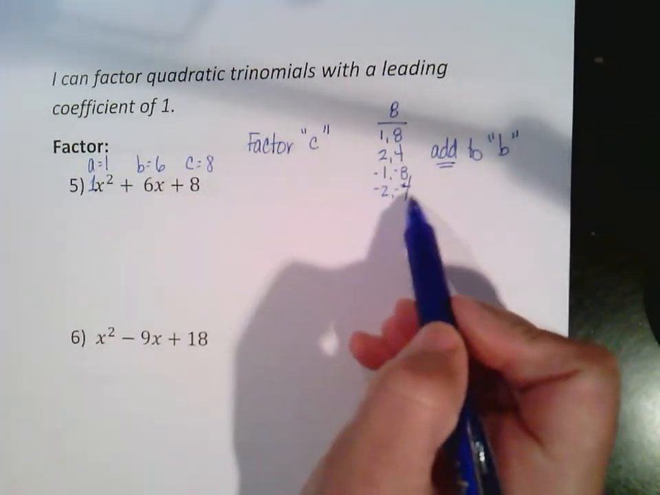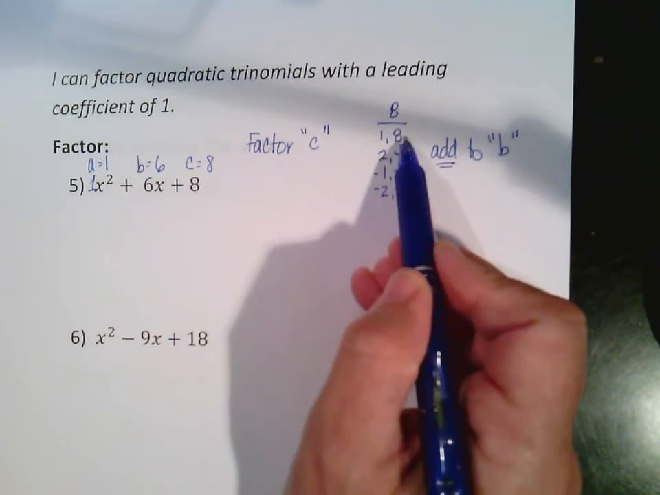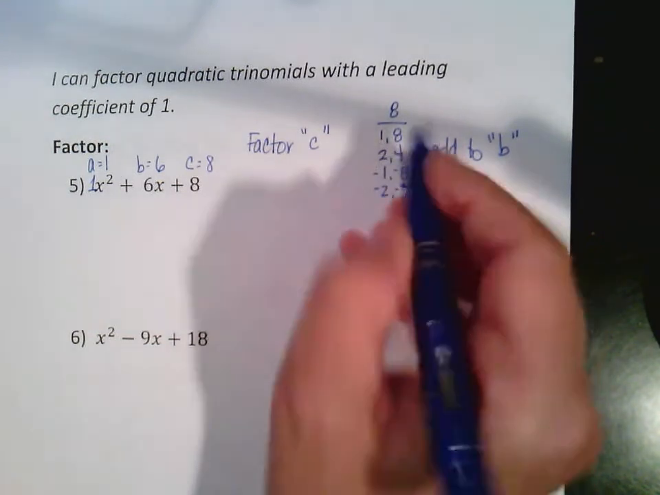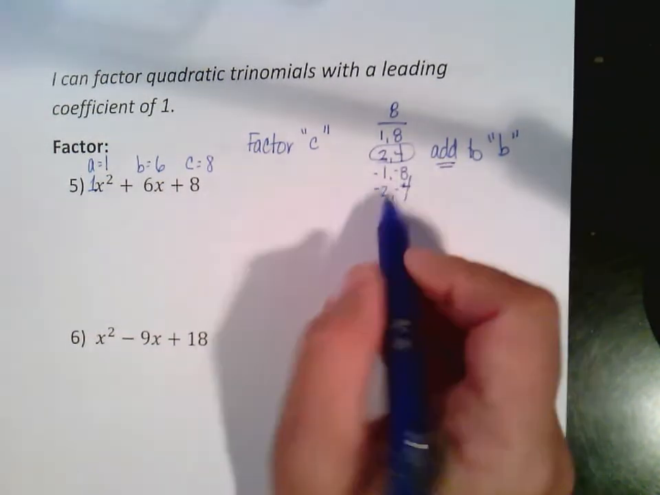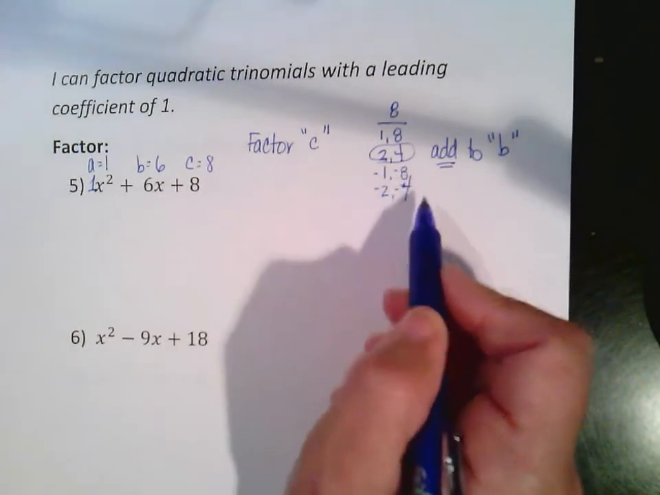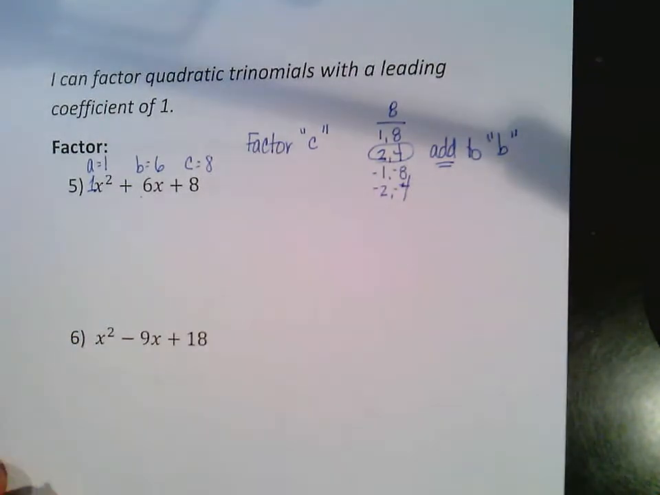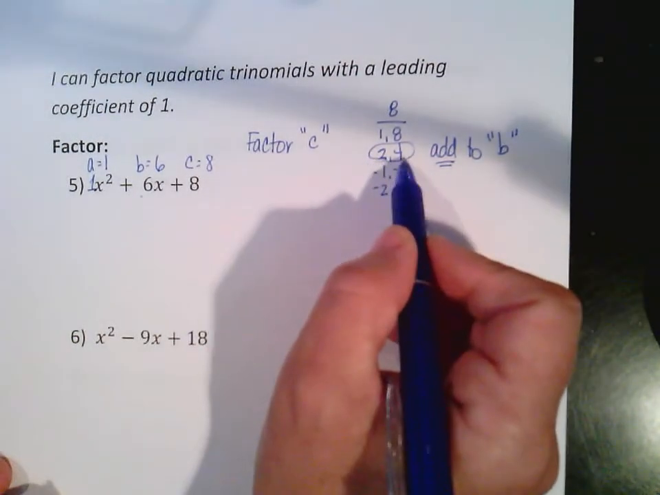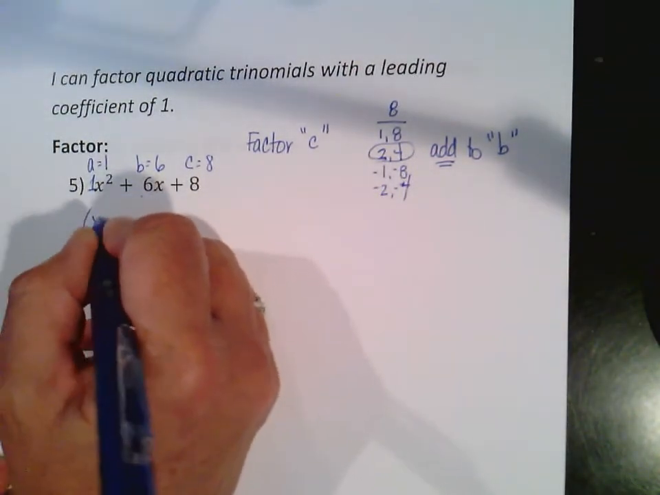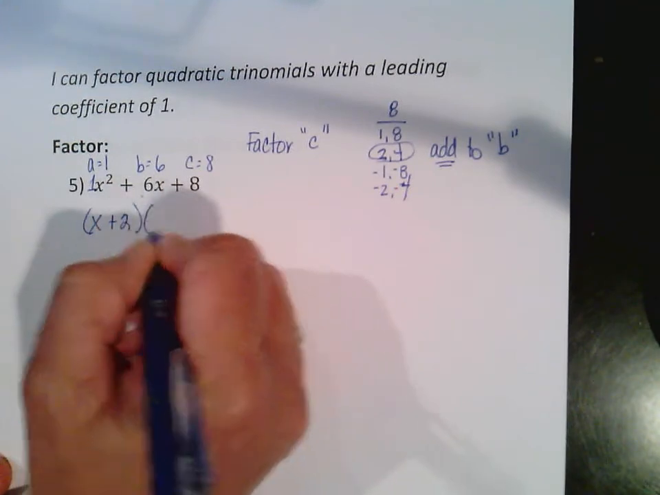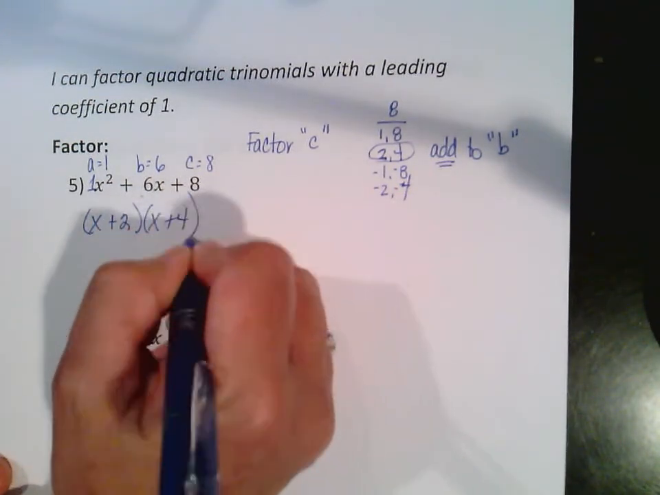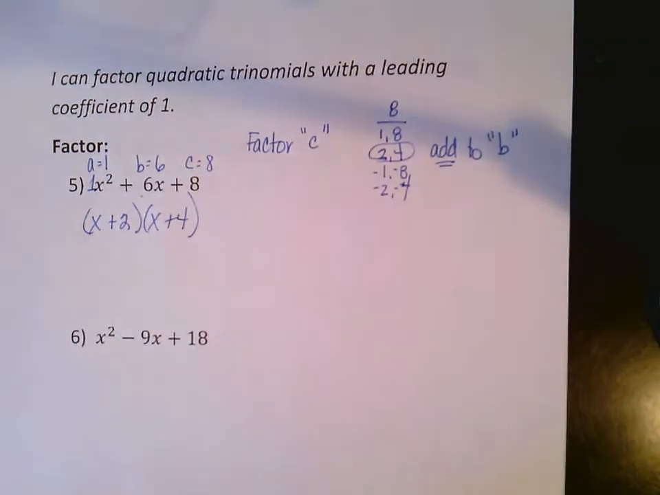So which of these sets? 1 plus 8 is not 6, 2 and 4 is 6, negative 1 and negative 8 would be negative 9, so that doesn't work, and negative 2 and negative 4 would be negative 6, so that doesn't work. So it's positive 2 and positive 4. These two numbers are what goes inside the parentheses. So you have x plus 2 and x plus 4. And that's a shortcut that you can do to avoid splitting the middle, which we'll do in a minute. But you can only do that if your leading term is 1.